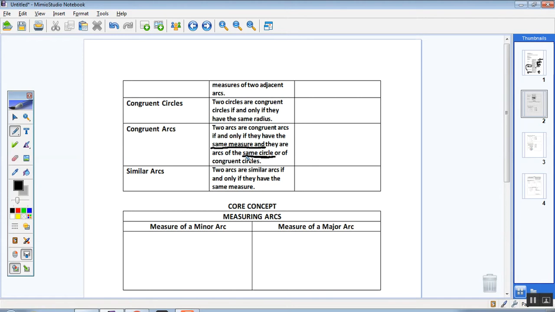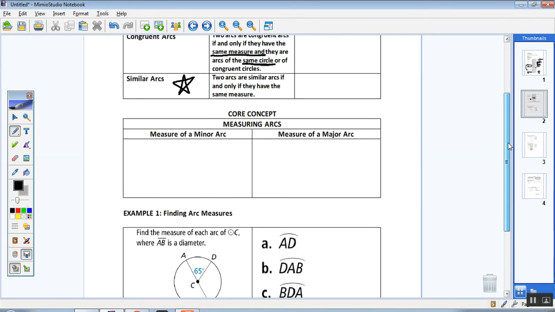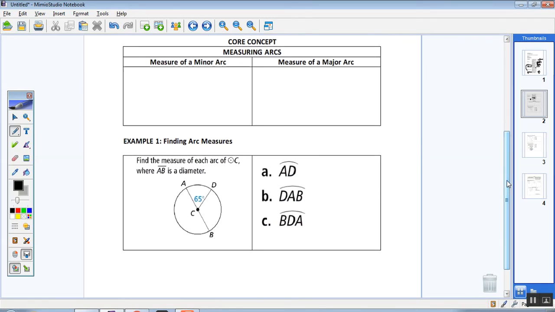And then similar arcs. We'll talk about similar arcs. This is going to be kind of a new one, and it's going to be kind of tough for us. Two arcs are similar arcs if and only if they have the what? Okay, so we'll talk about what's congruent. We'll talk about what's similar. You guys ready to roll? Okay. We've kind of talked about this already. Core concept. Measure of a minor arc, measure of a major arc. Sketch in two circles here, kids. And then maybe make a central angle kind of like so. Kind of the same thing in each one.